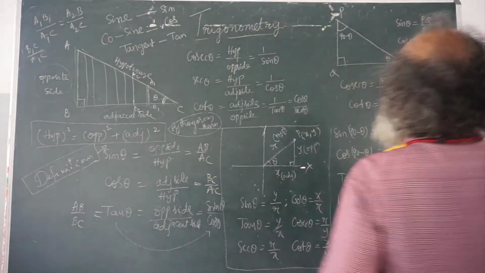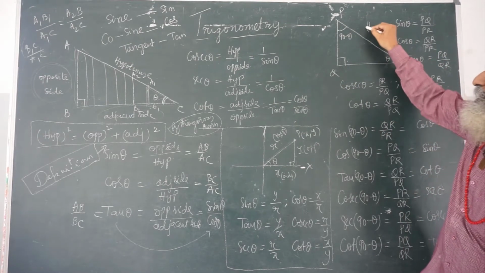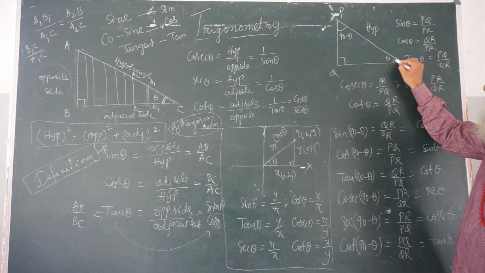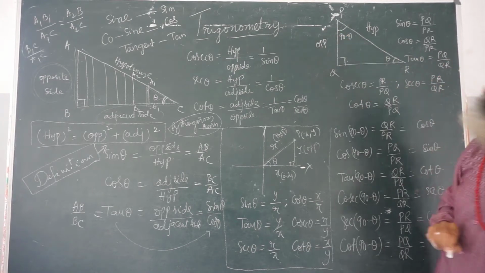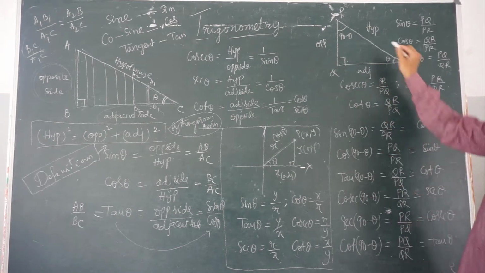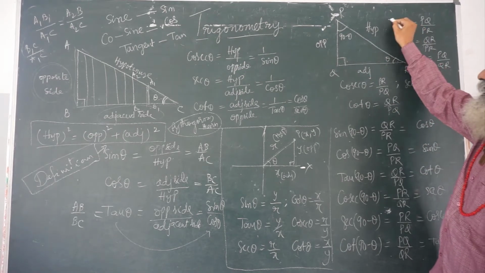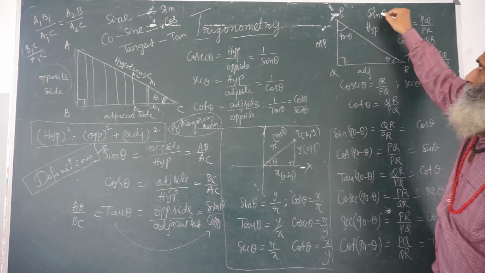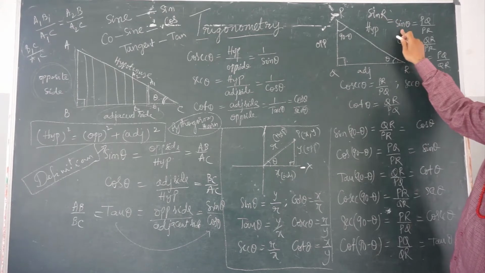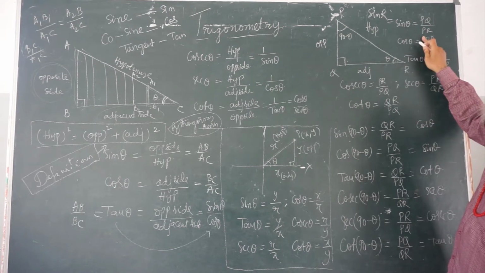Now, let us look at this triangle PQR. Now, angle Q is 90. Therefore, this is the hypotenuse. No doubt about it. This is theta. Therefore, for theta, this becomes the opposite side, PQ, and QR becomes the adjacent side. Now, according to the definitions, let us define sin theta. I can call this sin theta or simply sin R. This is angle R. Sin R, sin theta both are the same. Sin R is equal to sin theta, that is equal to opposite side by hypotenuse, PQ by PR.